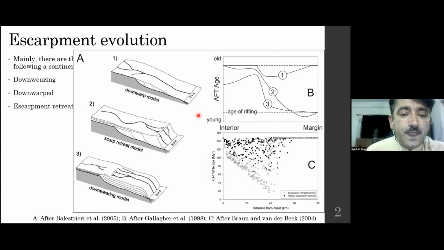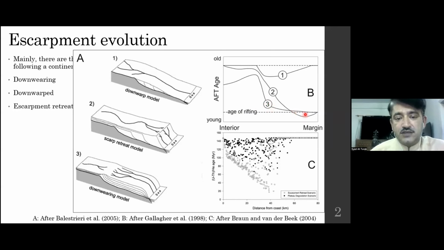There are predictions put forward for all these three models using the apatite fission track ages and the apatite helium ages. Here in figure B, you can see that the down-warping model predicts the distribution of apatite fission track ages across the coastal region, and the ages are almost similar to those observed on the inland plateau, and they are much older than the age of the rifting, whereas the ages predicted by the scarp retreat and down-wearing models are almost the same as the age of rifting, and in some cases can be younger than the rifting age.